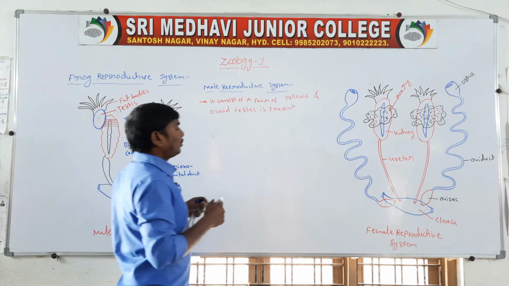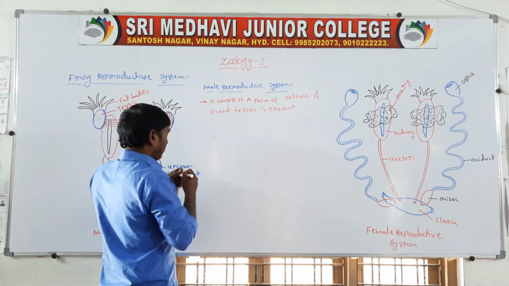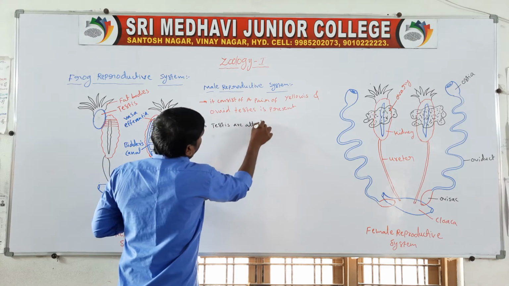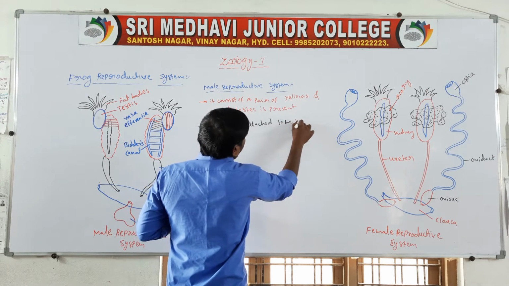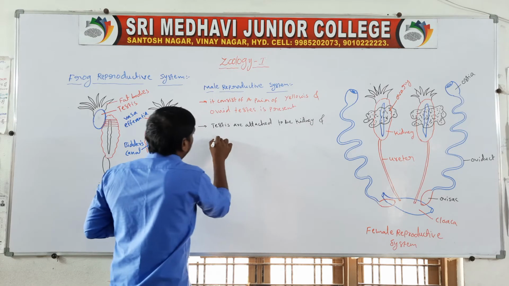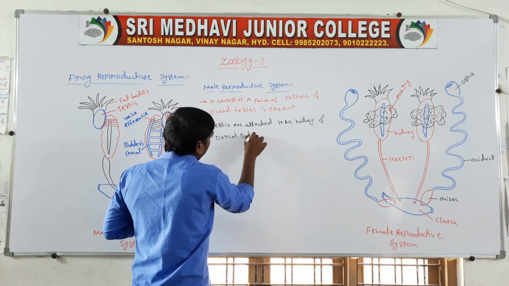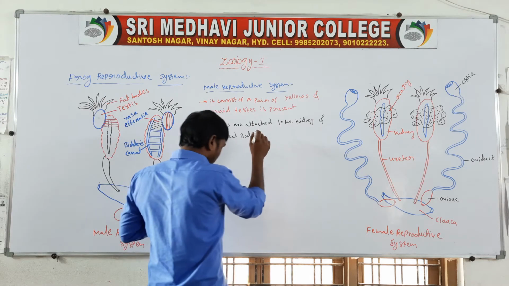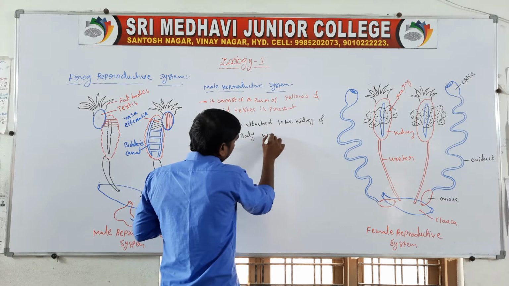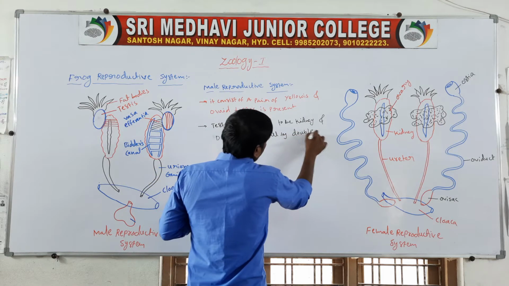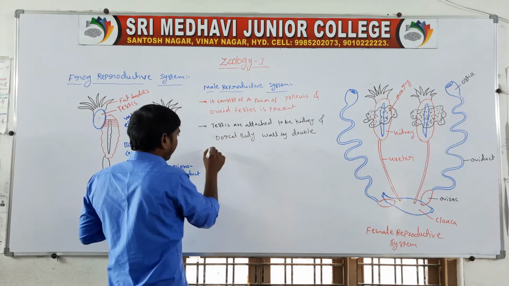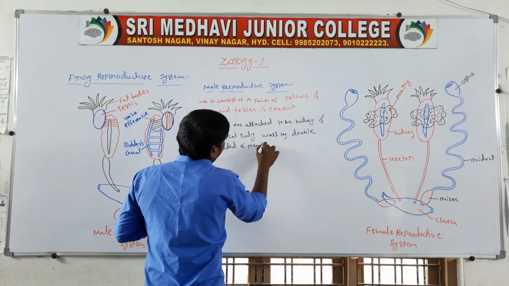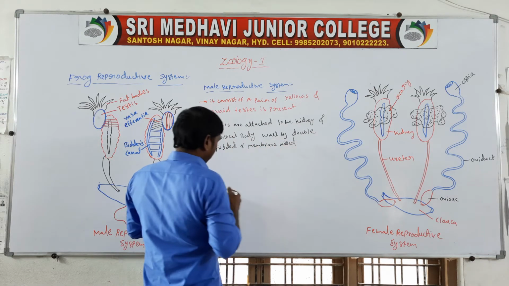These testes are attached to the kidneys and dorsal body wall by a double-folded membrane called the mesorchium.